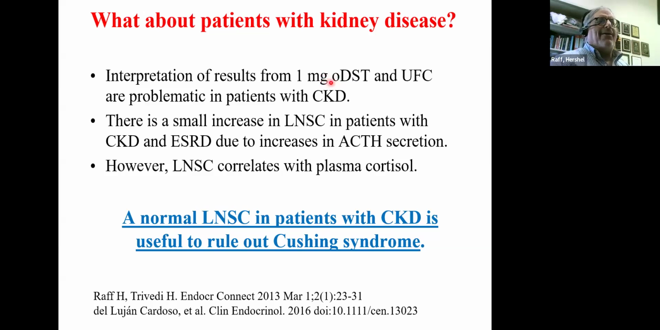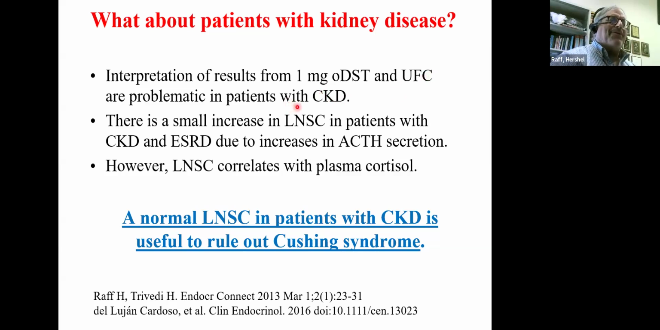What's the right cutoff to use? Do we use 2 micrograms per deciliter? Do we use 3? There was a study recently published that suggested there may be a way to have eGFR adjusted cutoffs for the DST, but the data are very good, but there are not enough numbers yet to be sure that it's correct. And obviously, urine free cortisol is not a valid measurement in somebody with renal failure, particularly if they're anuric, but even if they're making some urine, there's really no way to use urine free cortisol.